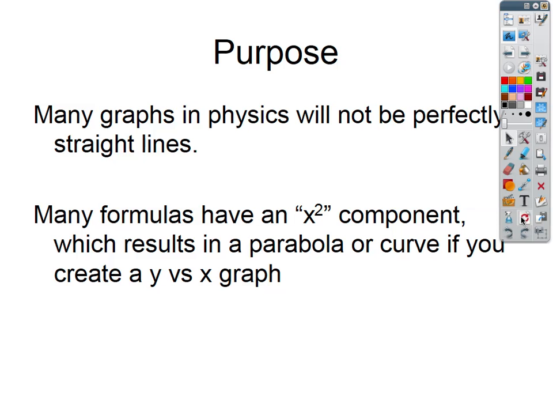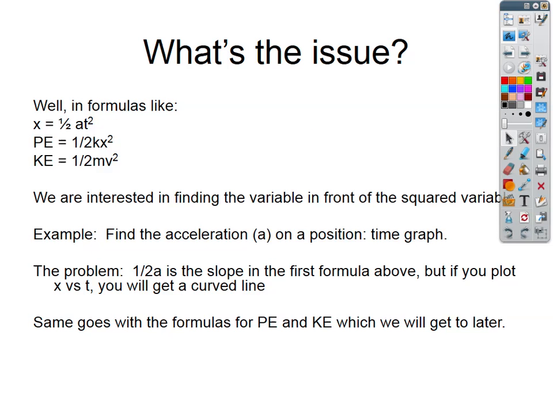Again, if we make any graph that is x squared versus y, we're going to create some sort of curve, whether it curves up or curves up and then flattens out. If there's an exponent involved, you know that creates a curve. We want to try to avoid that. This happens sometimes and we don't avoid it, but we can't get any good information out of that in terms of calculating the exact number. So we want to linearize it. Many formulas have this x squared component, which results in a parabola or a curve if you create a y versus x graph.